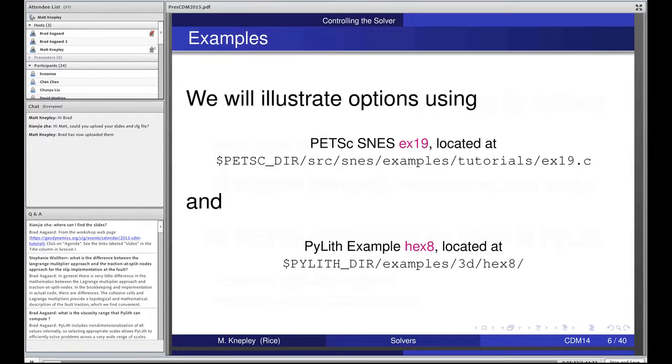I'm going to illustrate stuff directly in PETSc a little bit, just because we have very, very simple problems, simpler than PyLith has set up for you to look at. And then I'll do it directly on one of the PyLith examples, PyLith Hex8, which I think it's just a cube with a fault down the middle that we shear from both sides.